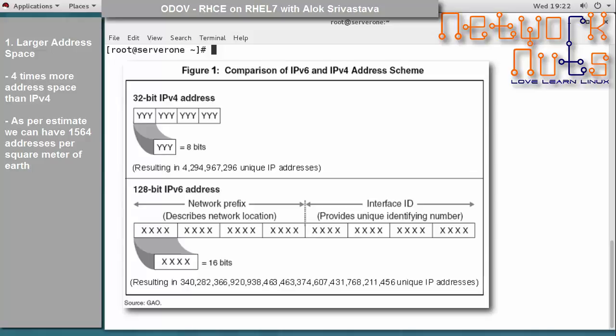IPv4 was a 32-bit address, whereas IPv6 is a 128-bit address, 4 times more address space. So as per the estimate, we can have 1564 IP addresses per square meter of the earth using IPv6. That's a huge space, huge scalability.